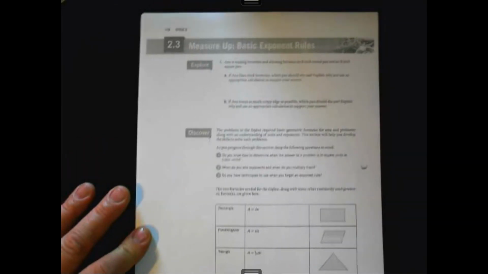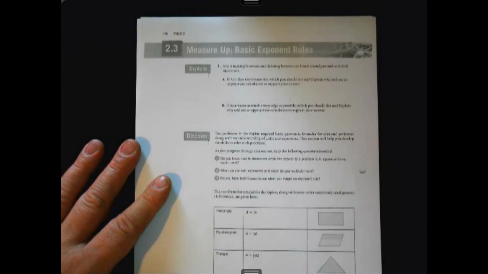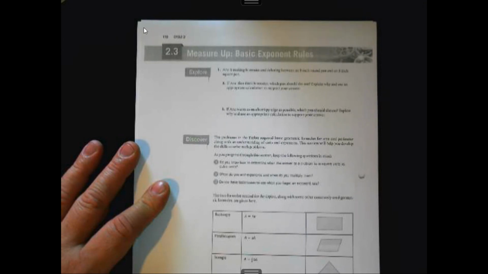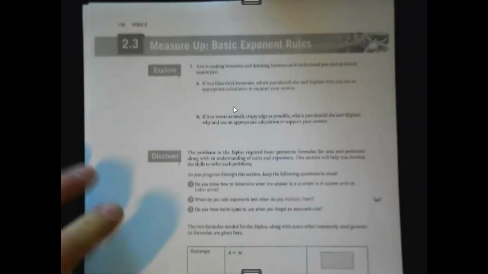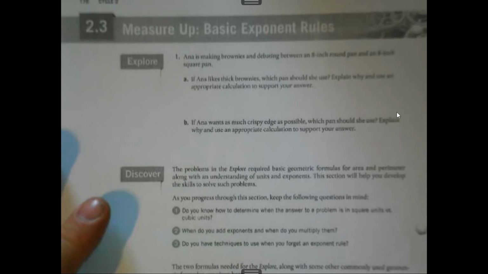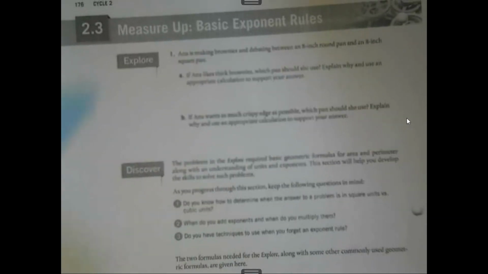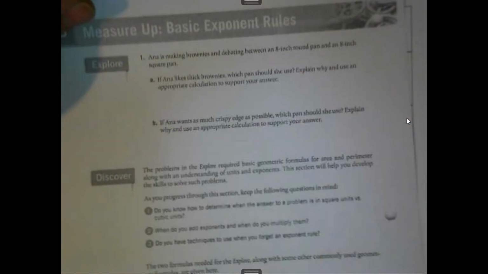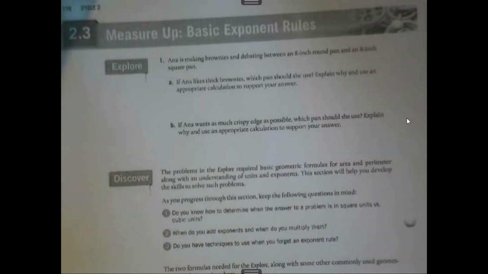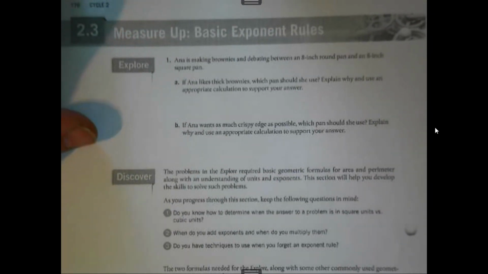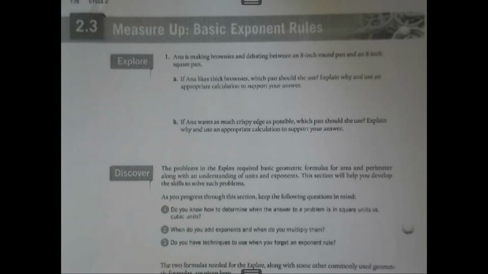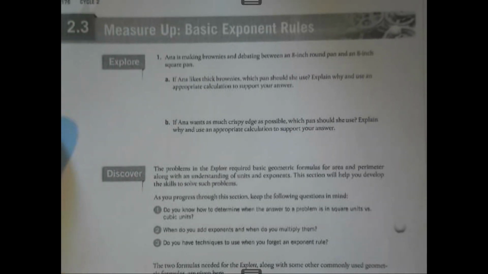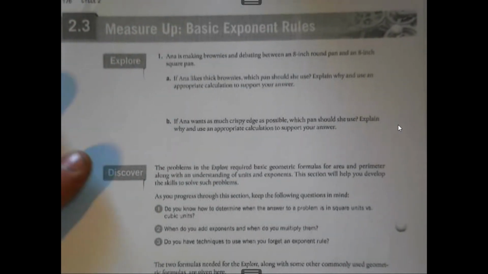Okay, 2.3. This is about exponent rules, and for some reason, this book actually put volumes and areas and perimeters along with exponent rules. I know there's a connection there, but it's kind of strange that they would put these two together being taught at the same time.